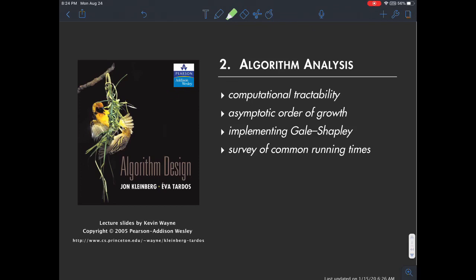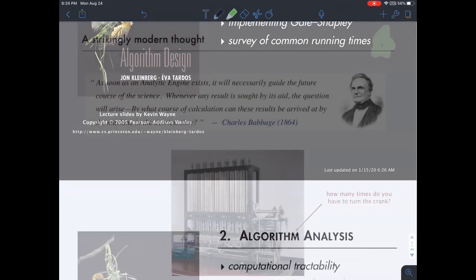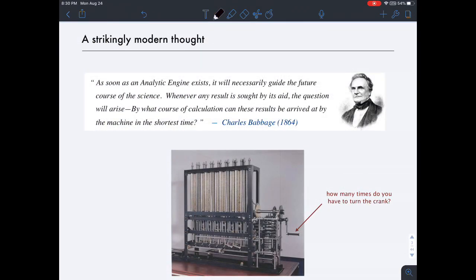We are going to talk about tractability, asymptotic order of growth, and a survey of common running times. So let's start with computational tractability. Next, we want to come up with a mathematical abstraction of computational tractability. So this is tractability.